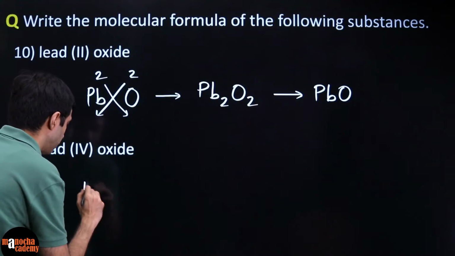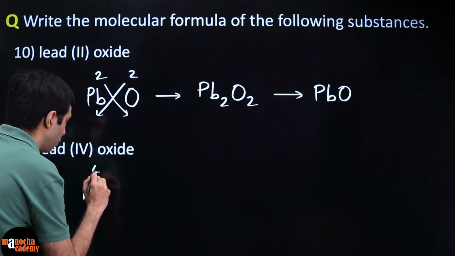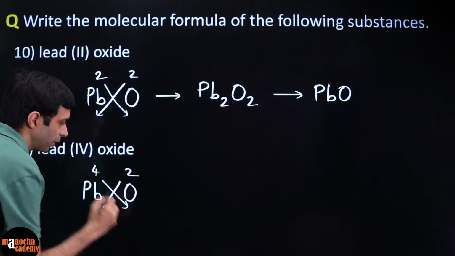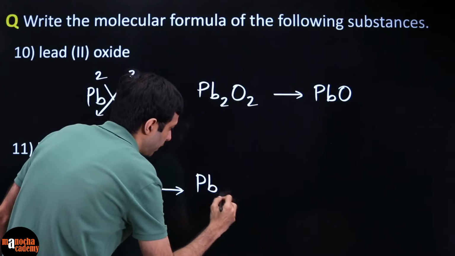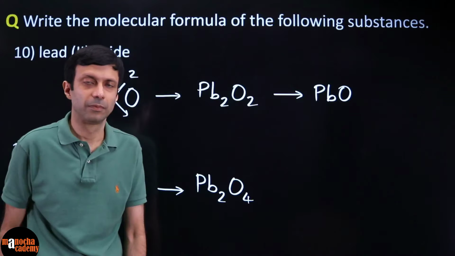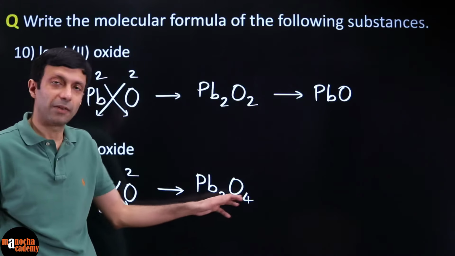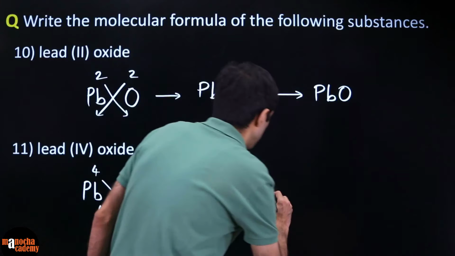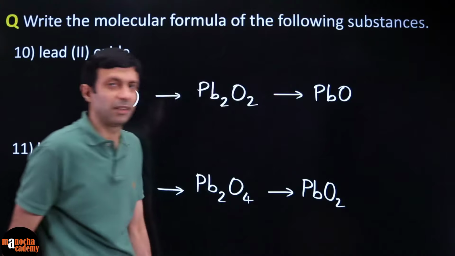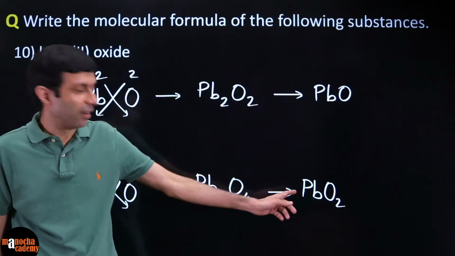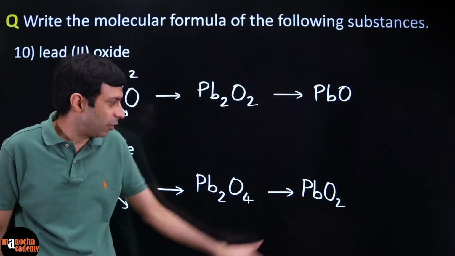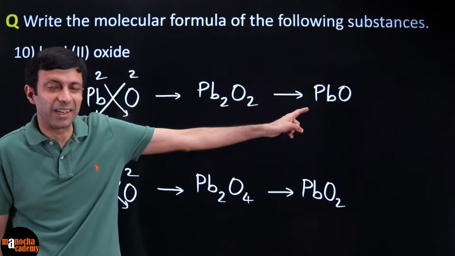Next one, lead 4 oxide. In lead 4 oxide, you have lead with valency 4, oxygen with valency 2. So now if you do the crisscross, what do you get? Pb2O4. Is my answer correct? Should I leave this answer? Again, look for the common factor. We can divide by 2. So the answer is therefore PbO2. Excellent. Any other name for this? Lead dioxide. Can you see? Lead dioxide. This is lead monoxide.